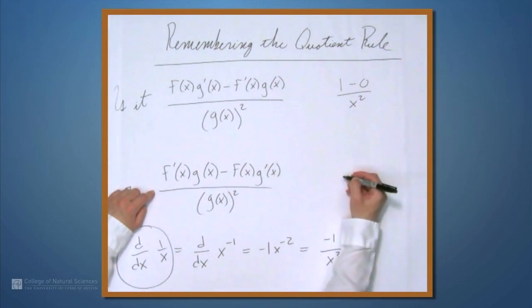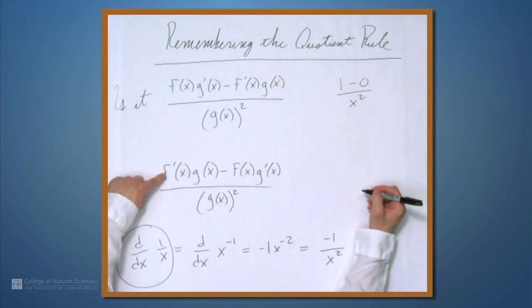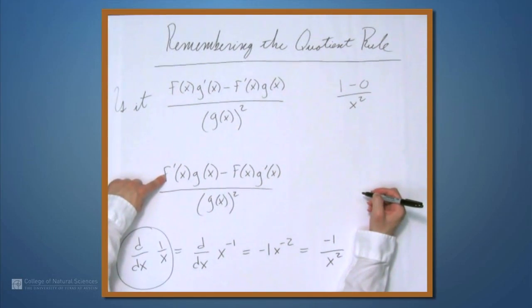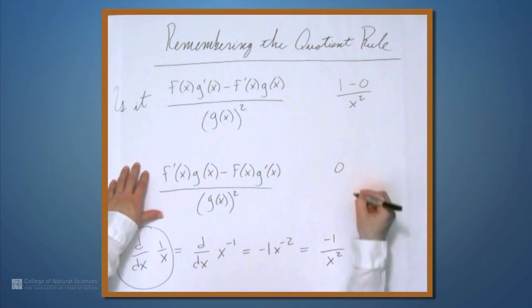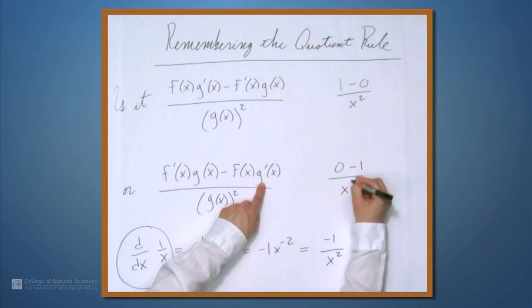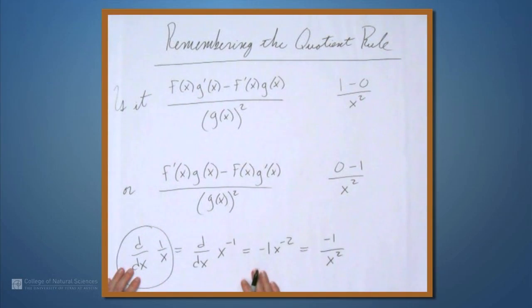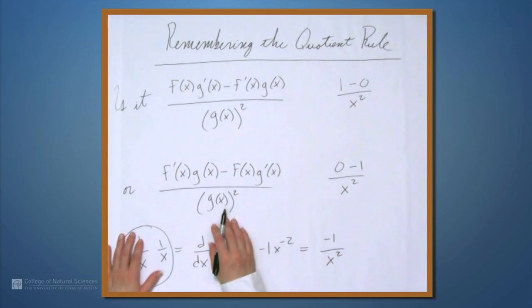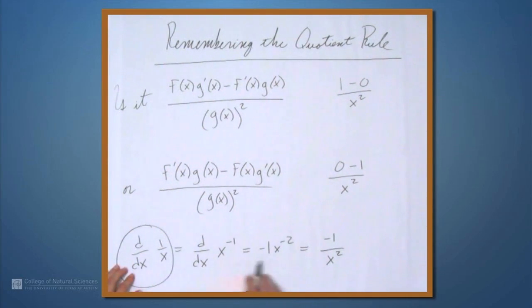What does this give us? By the same reasoning, this first one is the derivative of 1, which is 0, times x. So we get 0, minus 1 times 1, all over x squared. So if you forget what the order is and you really want to remember, this is a way you can figure it out.